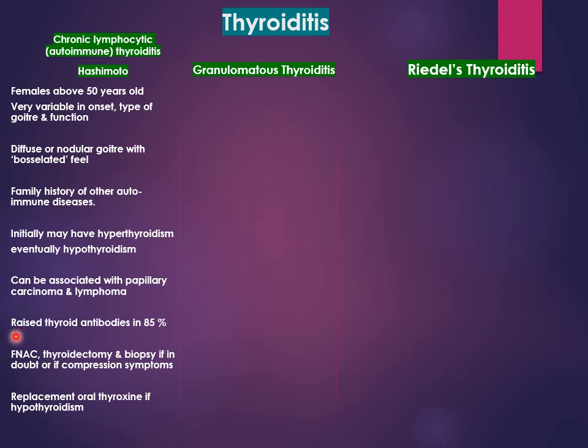Usually in these patients, because of their autoimmune nature, the anti-thyroid antibodies are elevated in as high as 85% of these patients. Diagnosis is by FNAC, and treatment is thyroidectomy, and if it's in doubt, do a biopsy before the surgery. And this has to be followed by replacement oral thyroxine if the patient is hypothyroid.